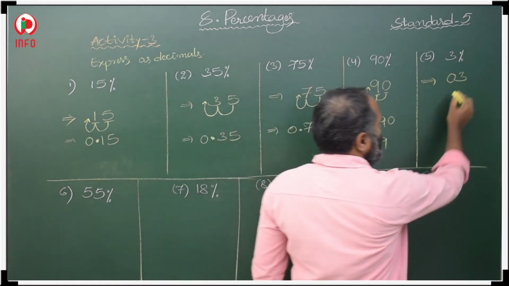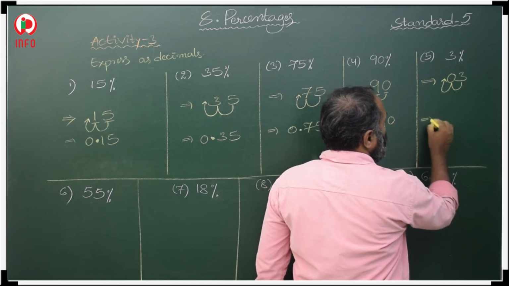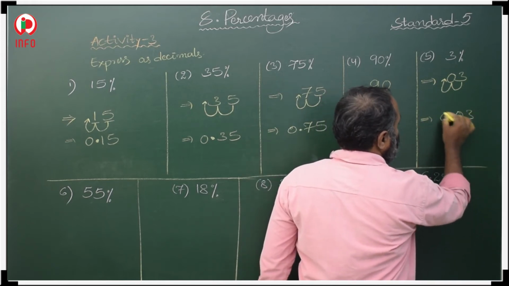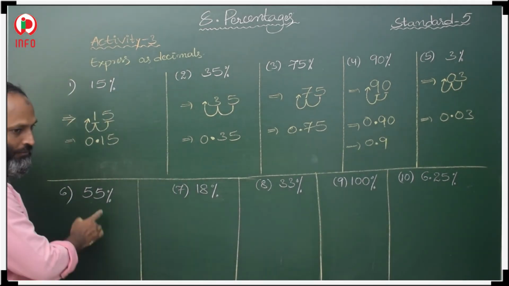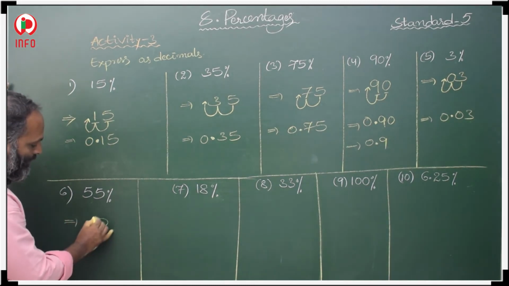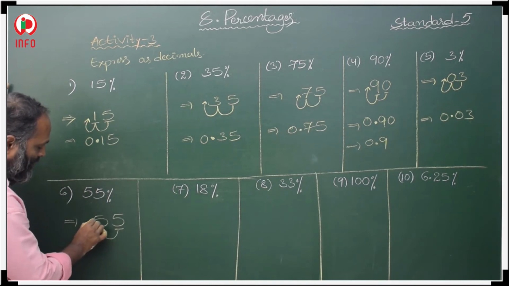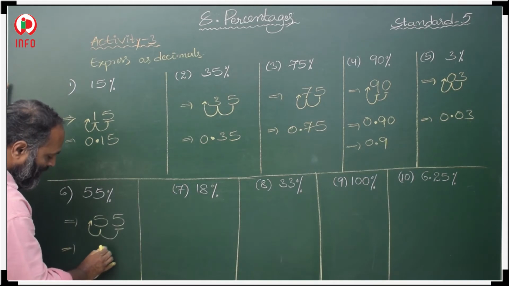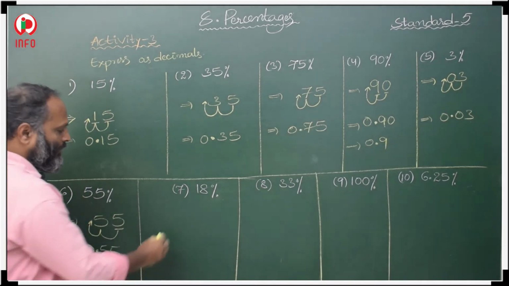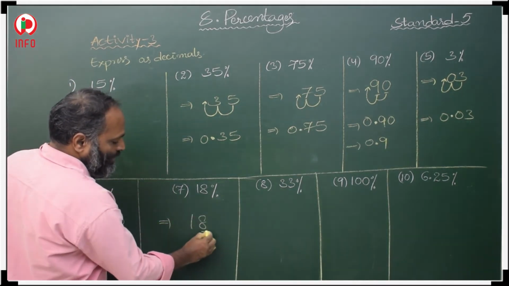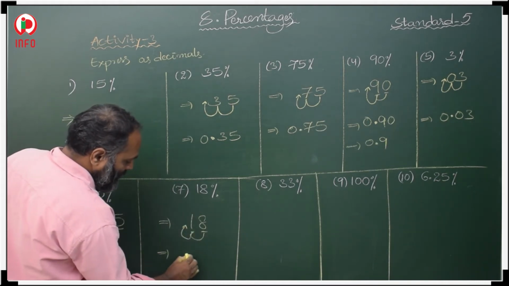Now we have to move 2 places. First place, second place. After here you will get a decimal: 0.03. Now 55. Where do we have to keep a decimal? First place, second place, and after the second place we keep a decimal: 0.55. Now 18: this is the first place, this is the second place, here we keep a decimal: 0.18.